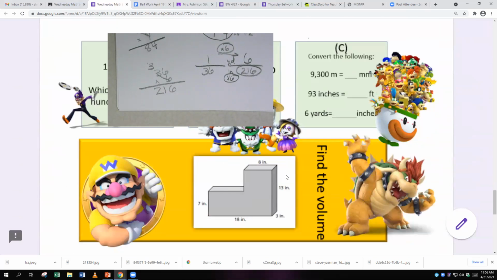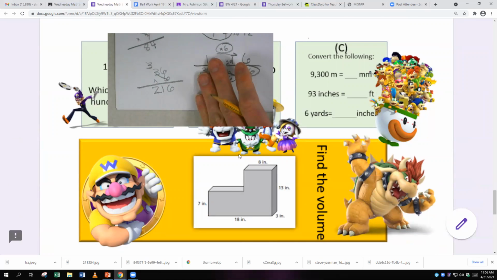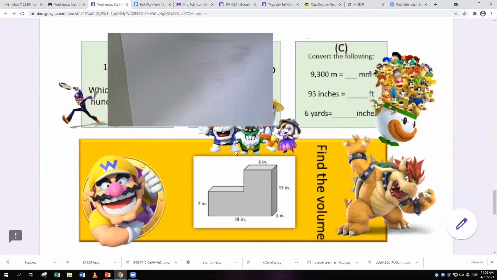And last but not least, we are just going to complete the irregular volume. You guys getting sick of these yet? No, Mr. Stahl. We absolutely love these. Good. I'm so happy to hear that.